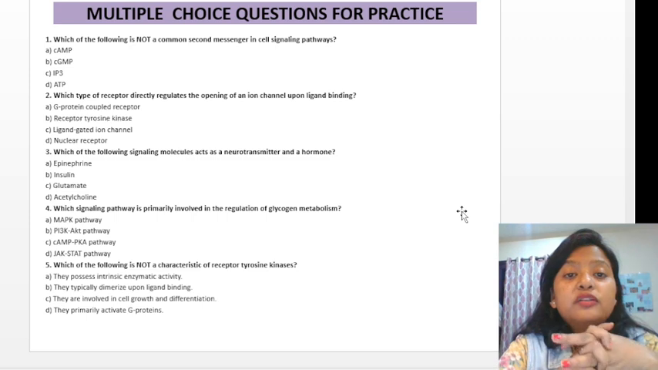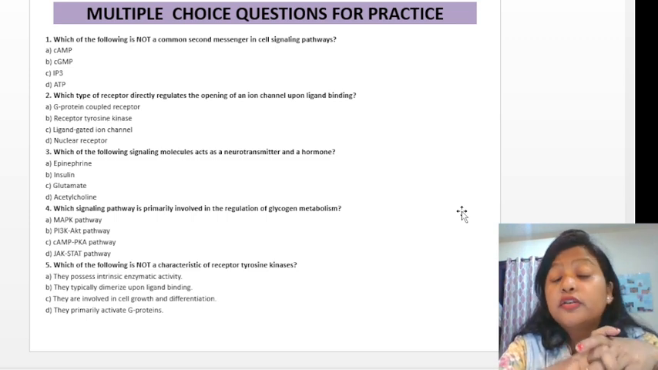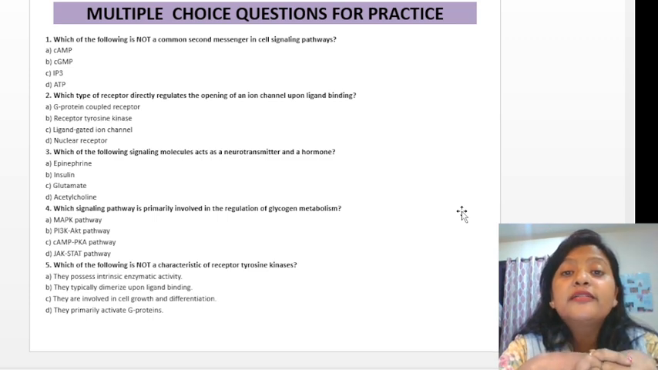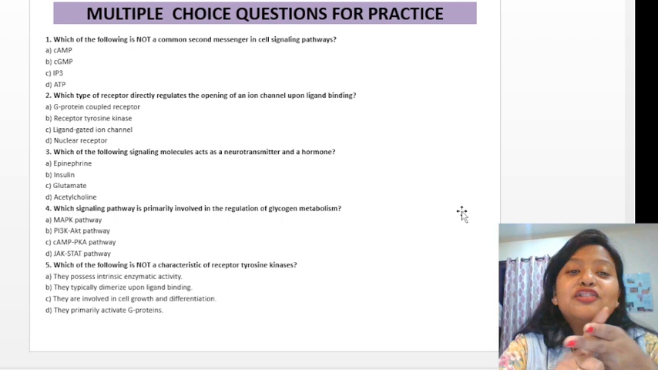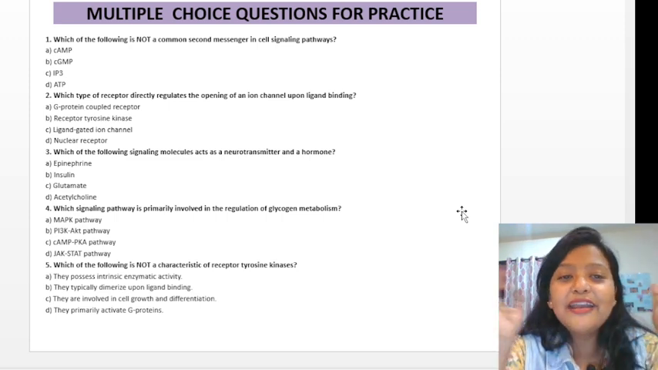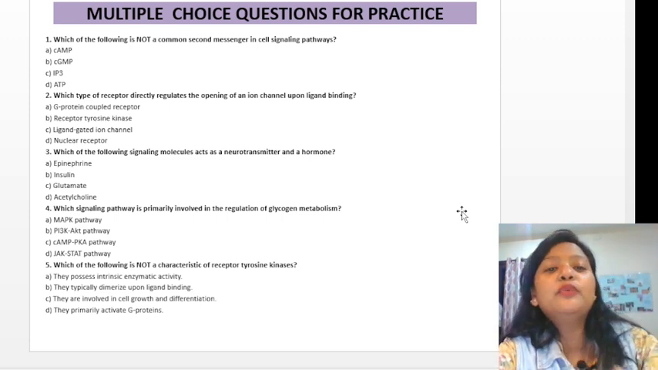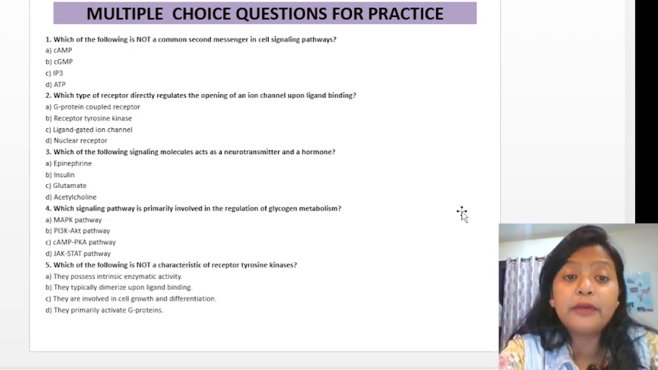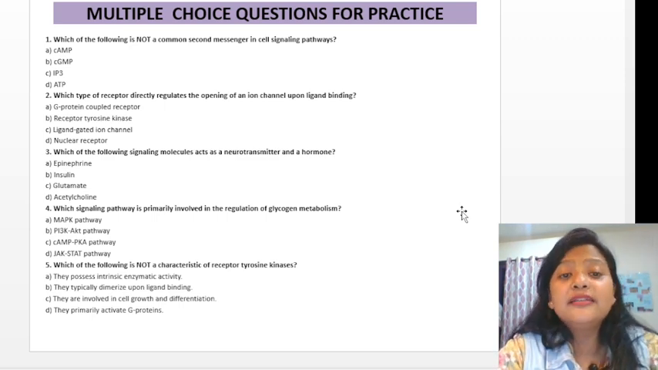So first, which of the following is not a common secondary messenger? यहाँ पे कौन सा common secondary messenger नहीं है? cAMP, cGMP, IP3, ATP. कौन सा होगा? ATP obviously, right? Then we have, which type of receptor directly regulates the opening of an ion channel upon ligand binding? कौन सा यहाँ पे होगा? G protein है, receptor tyrosine kinase है, ligand gated है. तो ion channel में कौन सा होगा? Ligand gated ion channel. Number C.